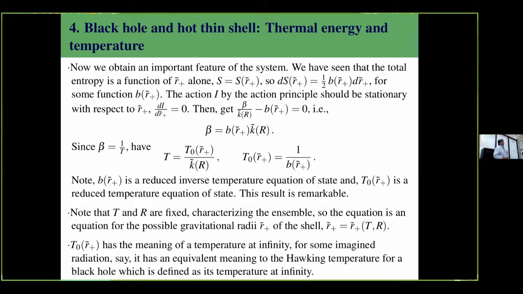Now, the meaning of T naught is also interesting, because at infinity, you can suppose that you have the reservoir and then you have radiation, and let some radiation go away and go to infinity. And then you get a K tilde, which is 1. And so the meaning of T naught is a temperature at infinity for some imagined radiation that can escape the reservoir and goes to infinity. And so it's equivalent to the Hawking temperature for a black hole. But now we're dealing with a shell.